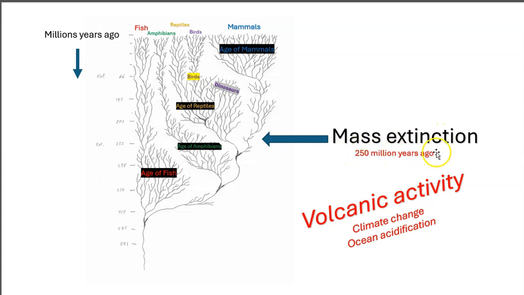About 250 million years ago, scientists think there was a tremendous amount of volcanic activity over the surface of the planet. And this released all kinds of gases into the atmosphere, changing the climate and acidifying the oceans. So many species on land and in the oceans went extinct.